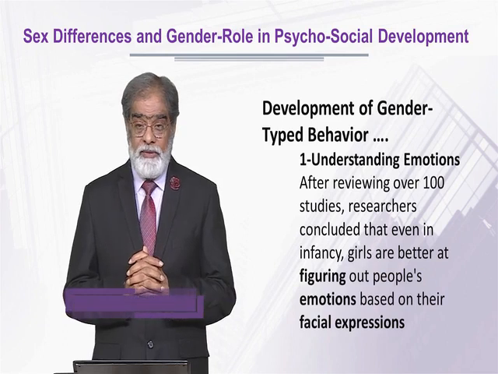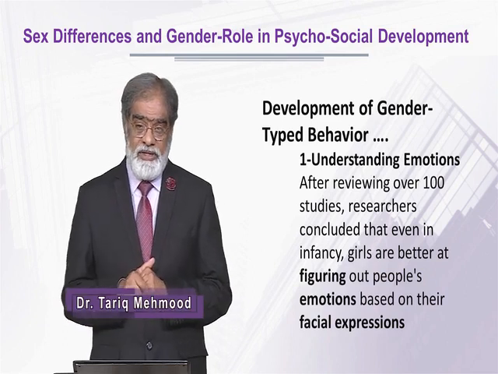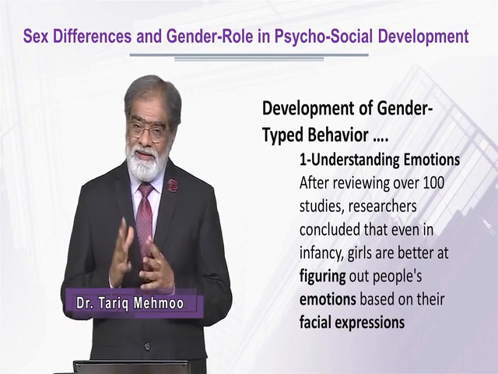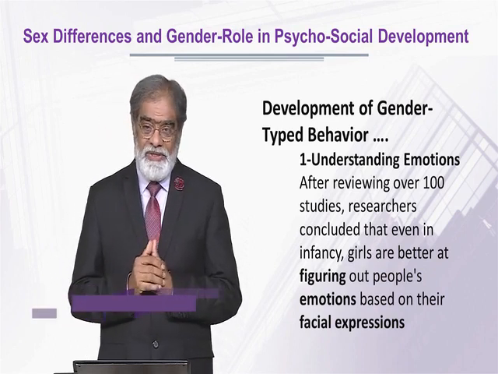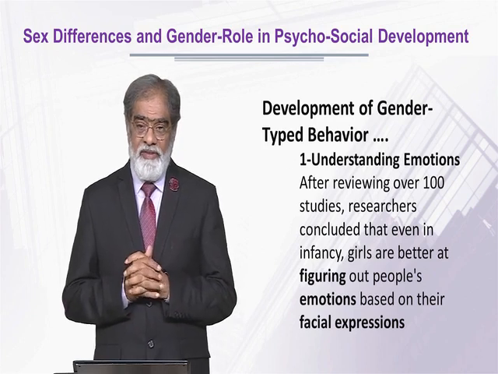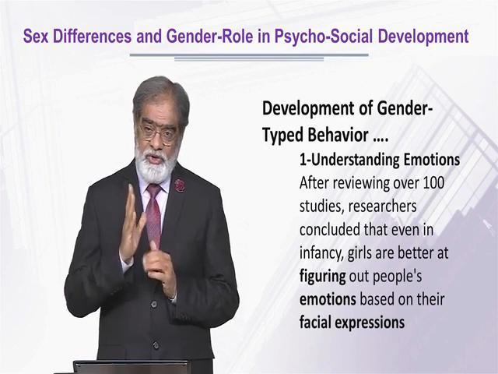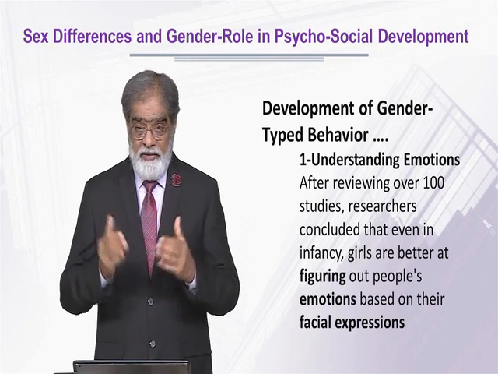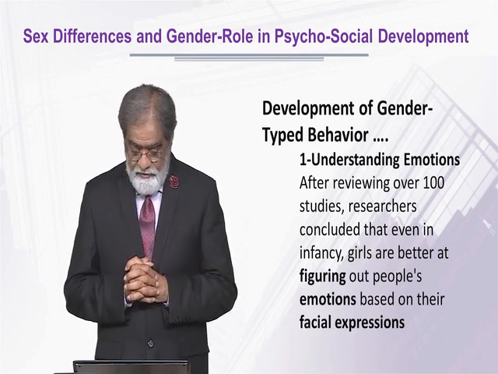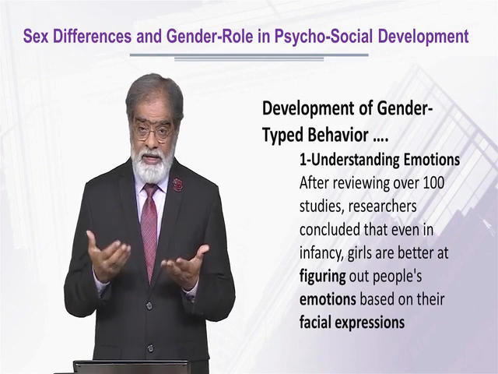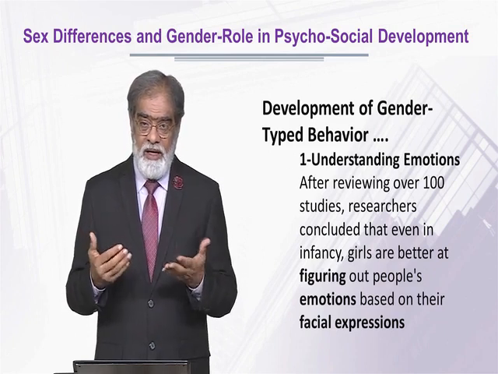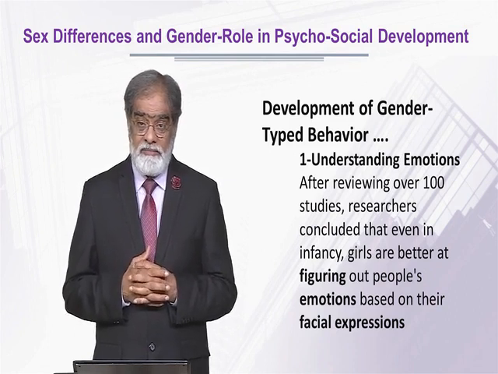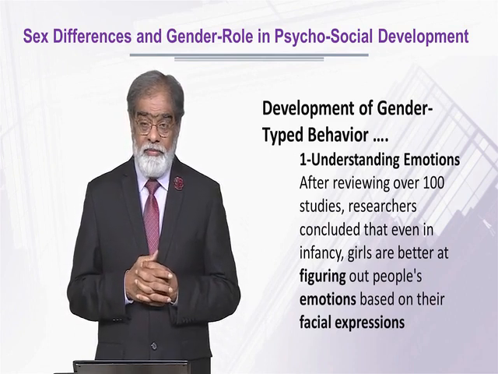जज्बात को समझना by the expression of the other. It is understood that girls are more competent and more efficient in figuring out the emotions of the others, other male or female, whatever it is. और उनके facial expression से उसका अंदाज़ा लगाना, उसको जज करना. Females are more comfortable and they are more sharp in it.